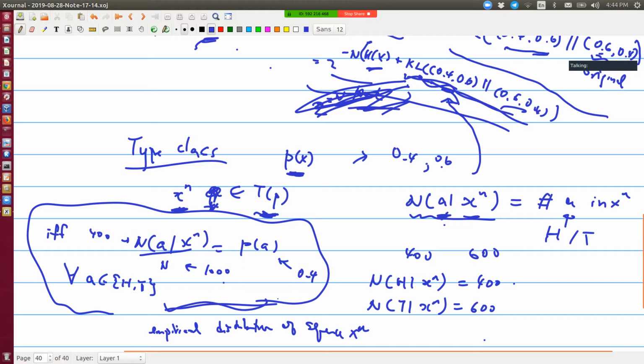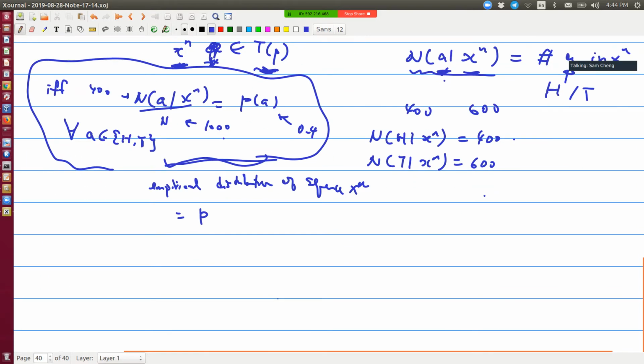So this notation may be a little bit confusing. Maybe I'll repeat it a couple of times to make you a little more familiar with it. For the following discussion, I will reserve Q as the actual distribution. For example, in our previous example, it will be the distribution with 0.6 of head and 0.4 of tail. That's the actual distribution. And P will be the original distribution.